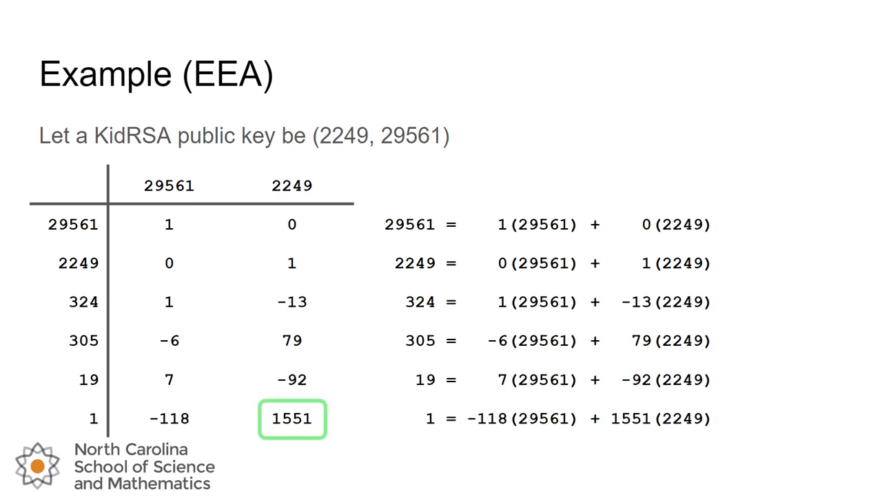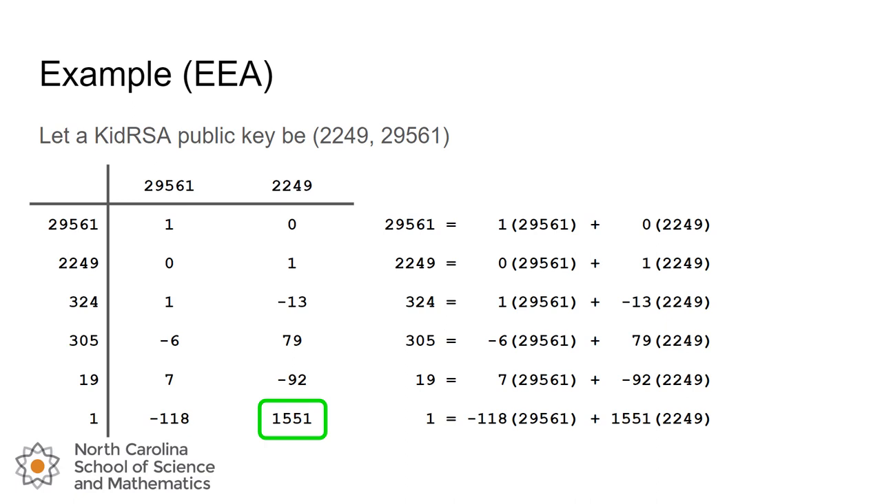That private key is 1551. So we'll verify that in just a moment, but if you were to encrypt a message using the public key of 2249 with a mod of 29561, you now know that the decryption key on the other end is 1551. They are inverses of each other. We've just found somebody's private key with only the public information. That's not what we want if we're going to use this system.